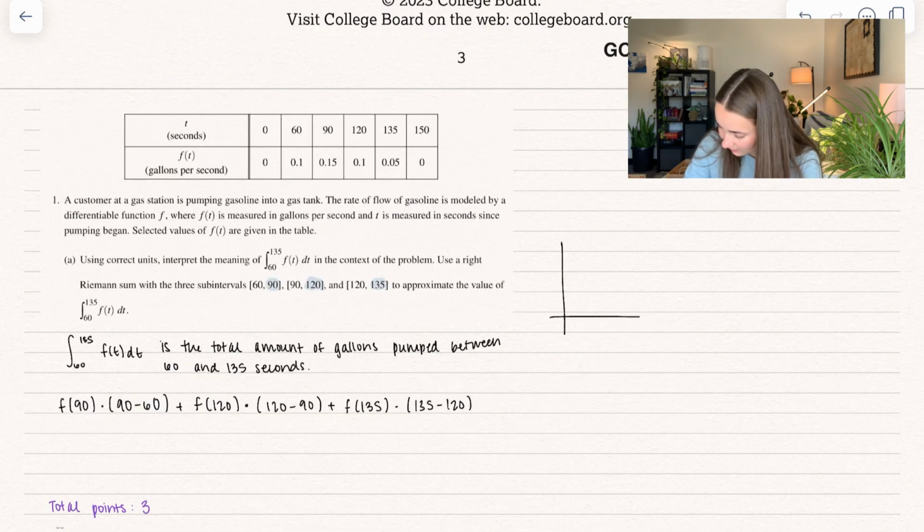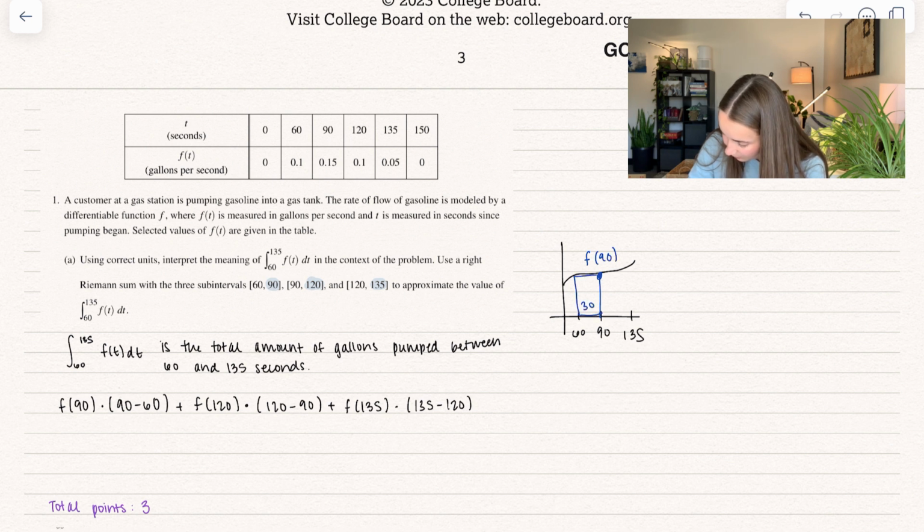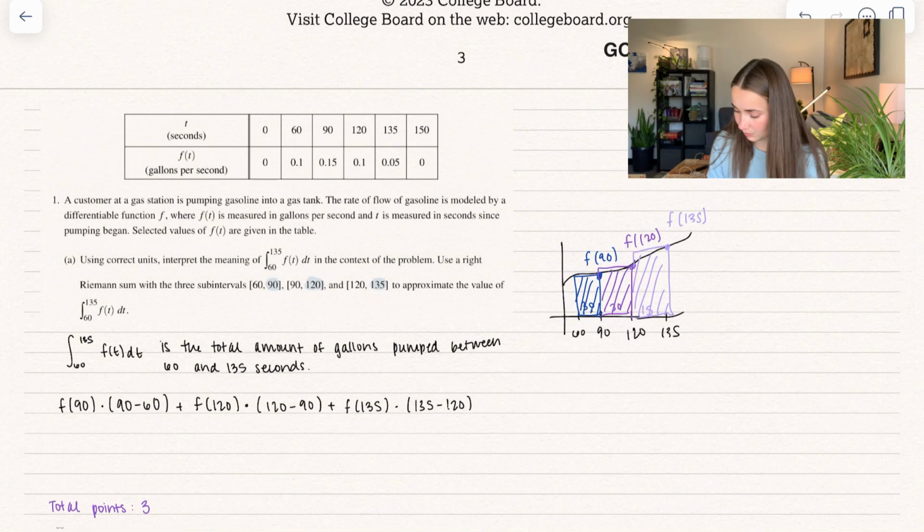So what we're doing right here is, if this is our function, we split this up into 60, 90, 120, and that's going to be 135. That first term is where we take the height of f of 90 and multiply it by the length of 30, and we're finding the area of that first rectangle. I made that a bit longer so we could see it a bit better. Now the next one, we go up to f of 120 on our function, and we multiply it by the length of 30, finding the area of this rectangle. And then finally, we have this one, which has a length of 15. We go up to a height of f of 135, and then multiply to get the area of that rectangle. So that's what we're doing when we're taking the right Riemann sum.